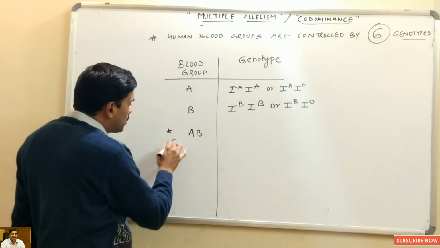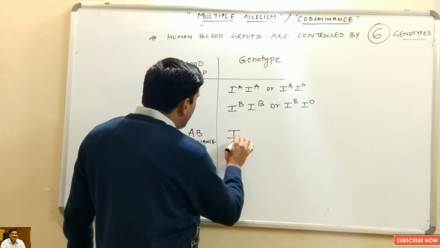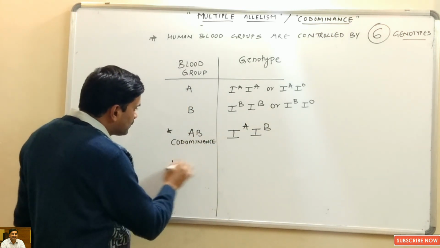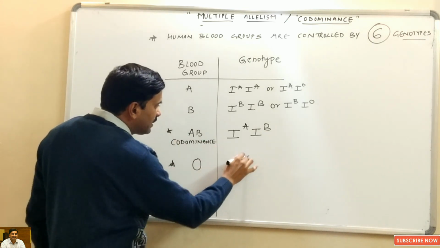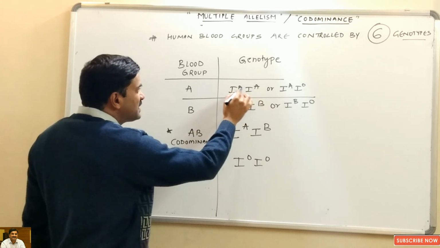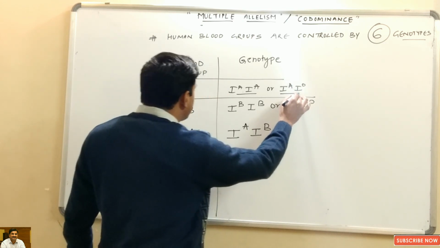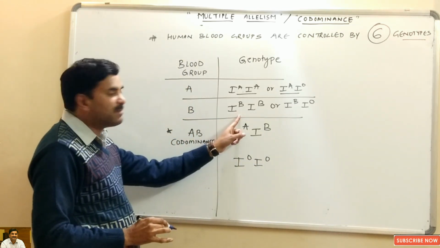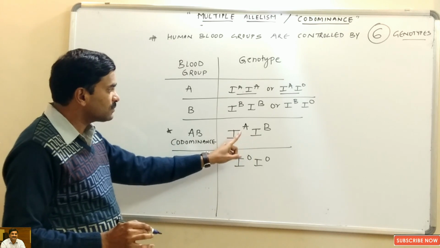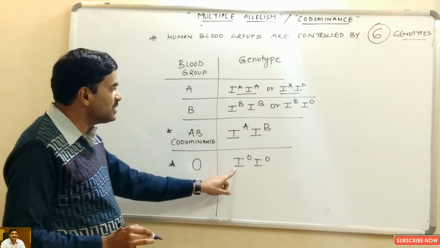Now I am putting a star here because AB blood group is a very good example of codominance. So in codominance, what happens in AB blood group, IA and IB are present together, and in the blood group O there is only one, known as IO. So you can see how many genotypes there are: 6 genotypes. IA IA, then IA IO, there are 2 possibilities. For blood group B, there are again 2 possibilities, IB IB or IB IO. For AB blood group, IA and IB, both antigens are present. Means here it is producing both types of sugar polymers. Hence, it is a good example of codominance. And O blood group has only one genotype, IO IO.